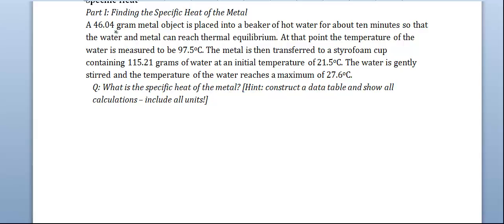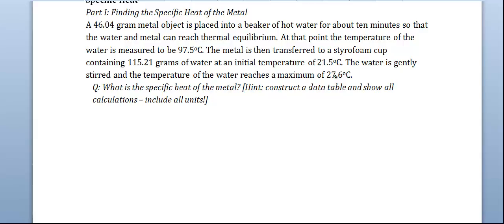Okay, so you've got this metal object. It's in a beaker of hot water for sufficient time to reach thermal equilibrium. At that point, the temperature is 97.5 degrees. The metal is then lifted out of the hot water and placed into a styrofoam cup with this much water, where the initial temperature was this, and after the metal is placed in the water and the heat is allowed to flow from the metal into the water, the water temperature rises to 27.6 degrees.